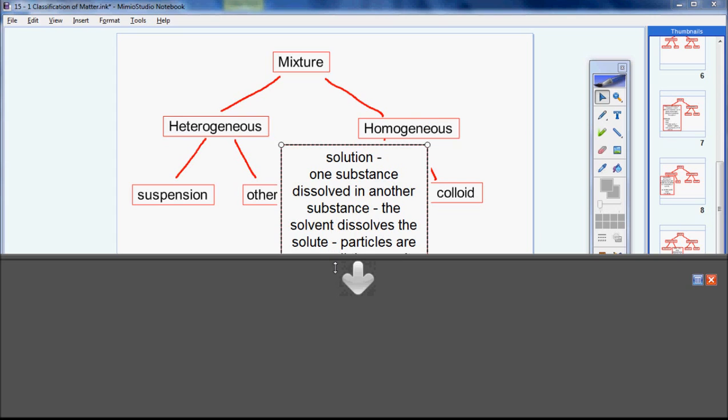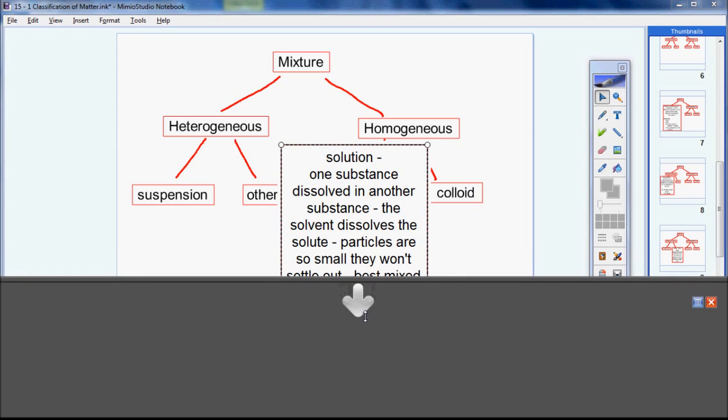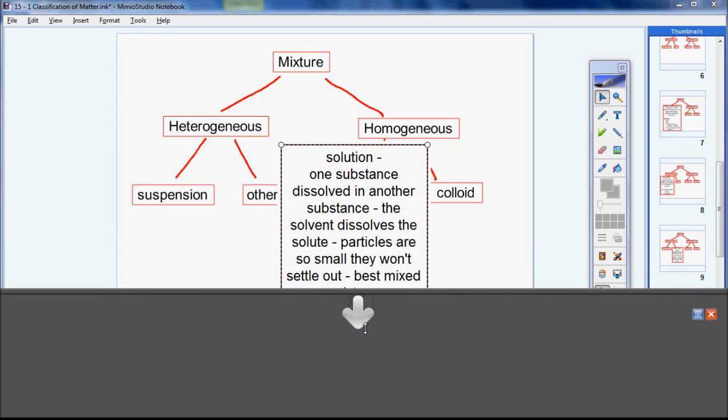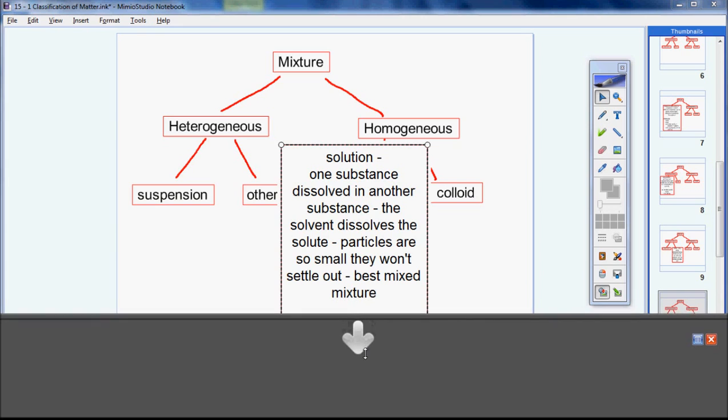It's that solute word that you usually haven't heard, but it's right in the word solution. So it's part of it. Okay, the particles in a solvent, in a solution, are so small that they won't settle out. They're considered the best mixed of the mixtures.